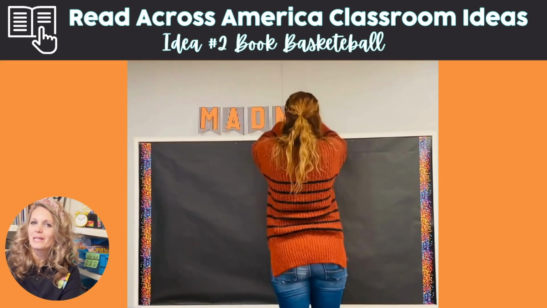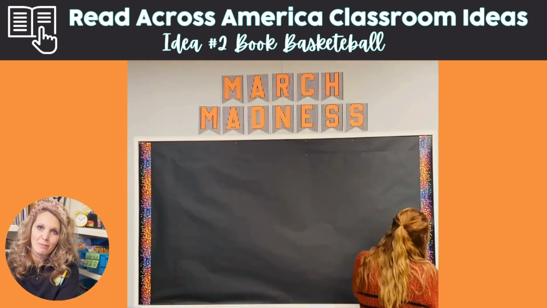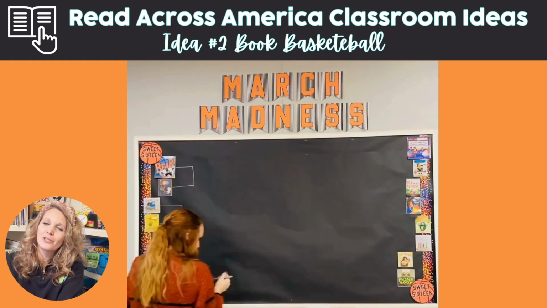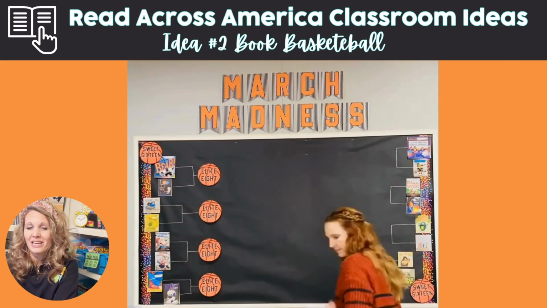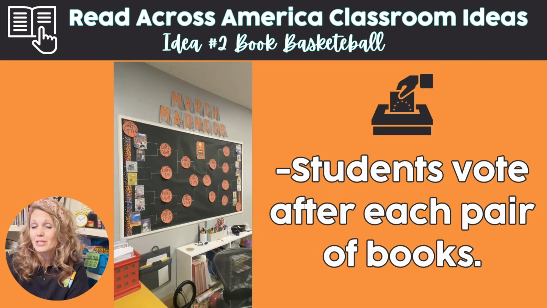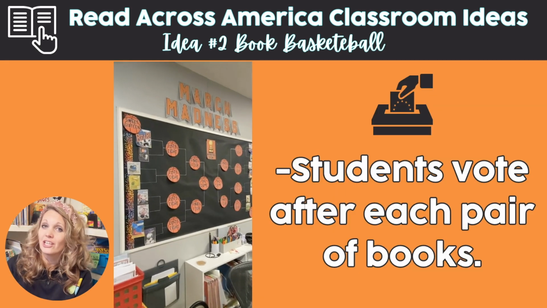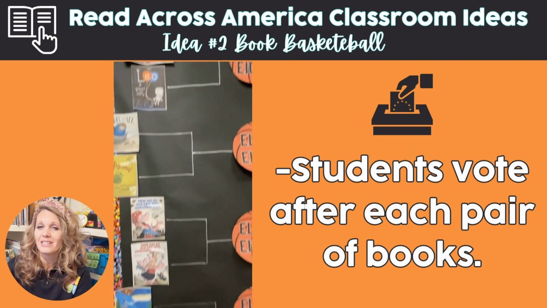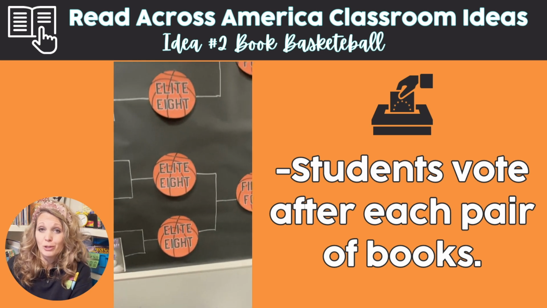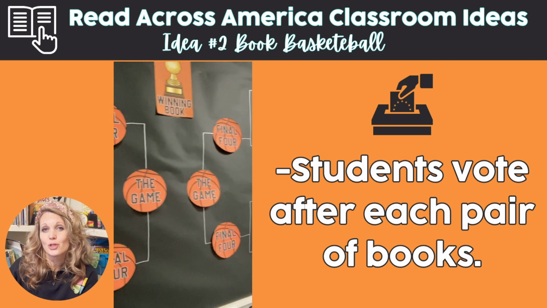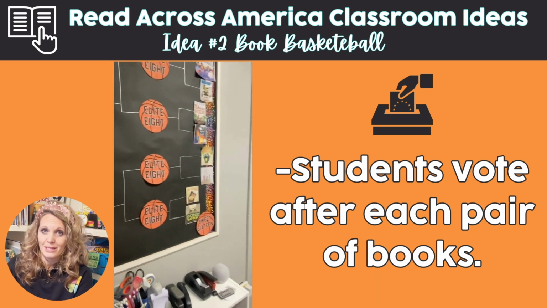Idea number 2 is to combine books and basketball. March is the month with Read Across America Week, but it's also the month of March Madness. Combine these two things for a basketball-themed book championship in your classroom. Build this bracket on a bulletin board and read each story all together. Then after each 2 stories, students will vote. Now this could be a Google form or a simple paper ballot. The books move along until you reach a championship. Students absolutely love this every year.